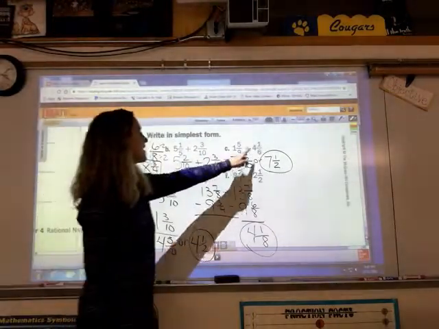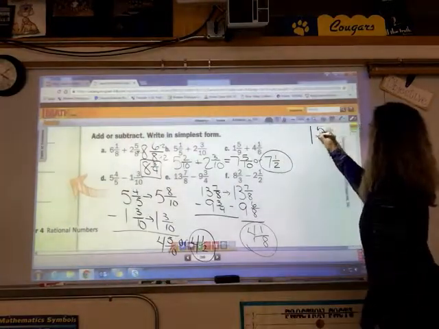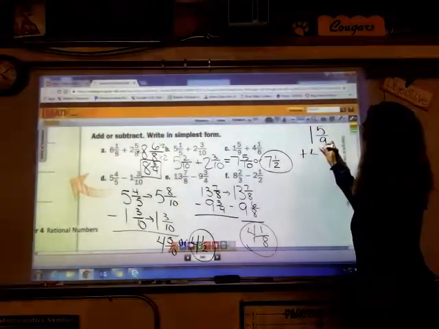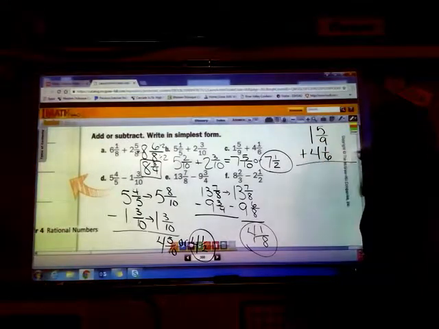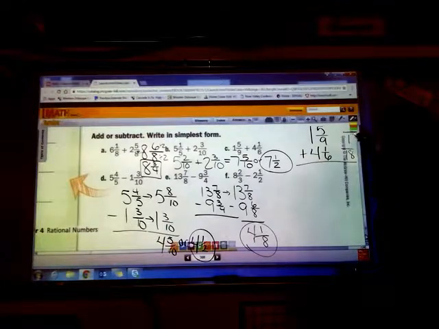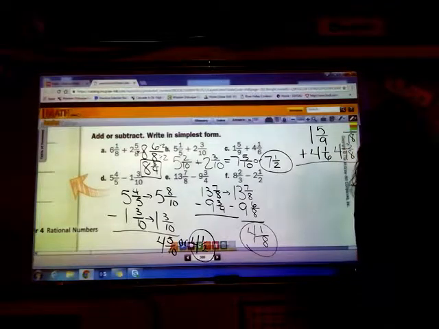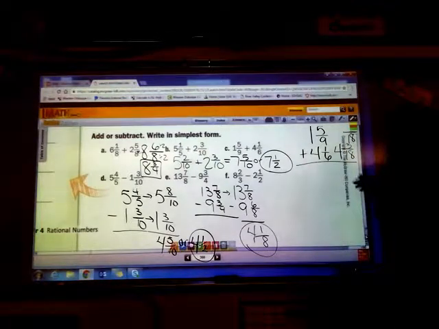As I take a look at letter C, okay, I've got 1 and 5/9 plus 4 and 1/6. Common denominator that I could use for both of those would be 18. 6 times 3 is 18. 1 times 3 is 3. Whole number portion is 4. Please do not forget to carry that over and keep it with it.